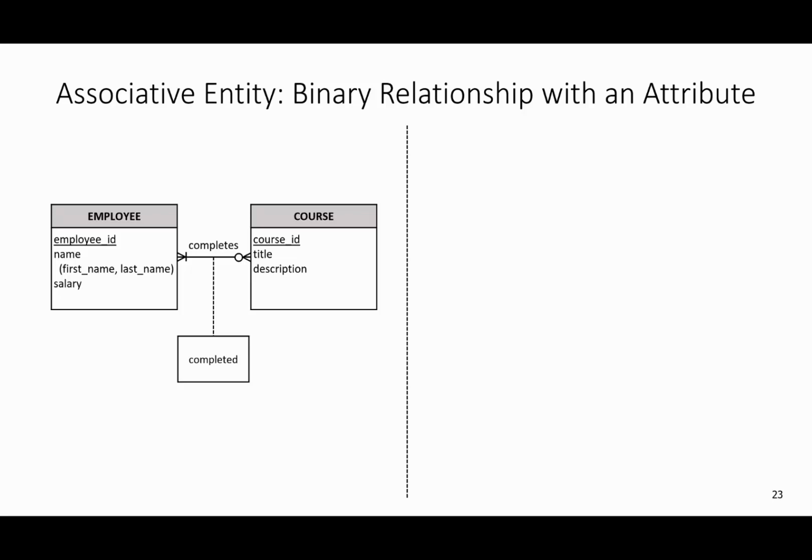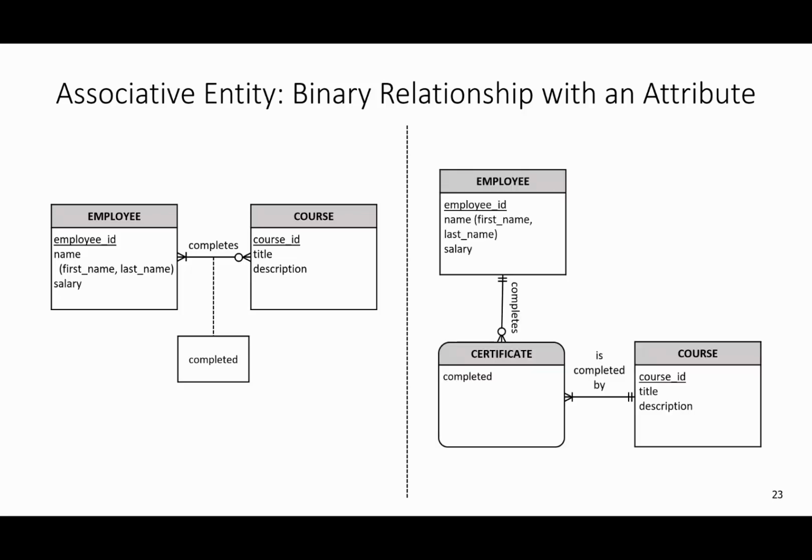So to represent this using an associative entity, what we're going to do is drop an entity right between employee and course. So as you can see here, we have the entity of certificate that now bridges between employee and course. Notice that since this is an associative entity, it has rounded corners instead of square corners like the normal entities.